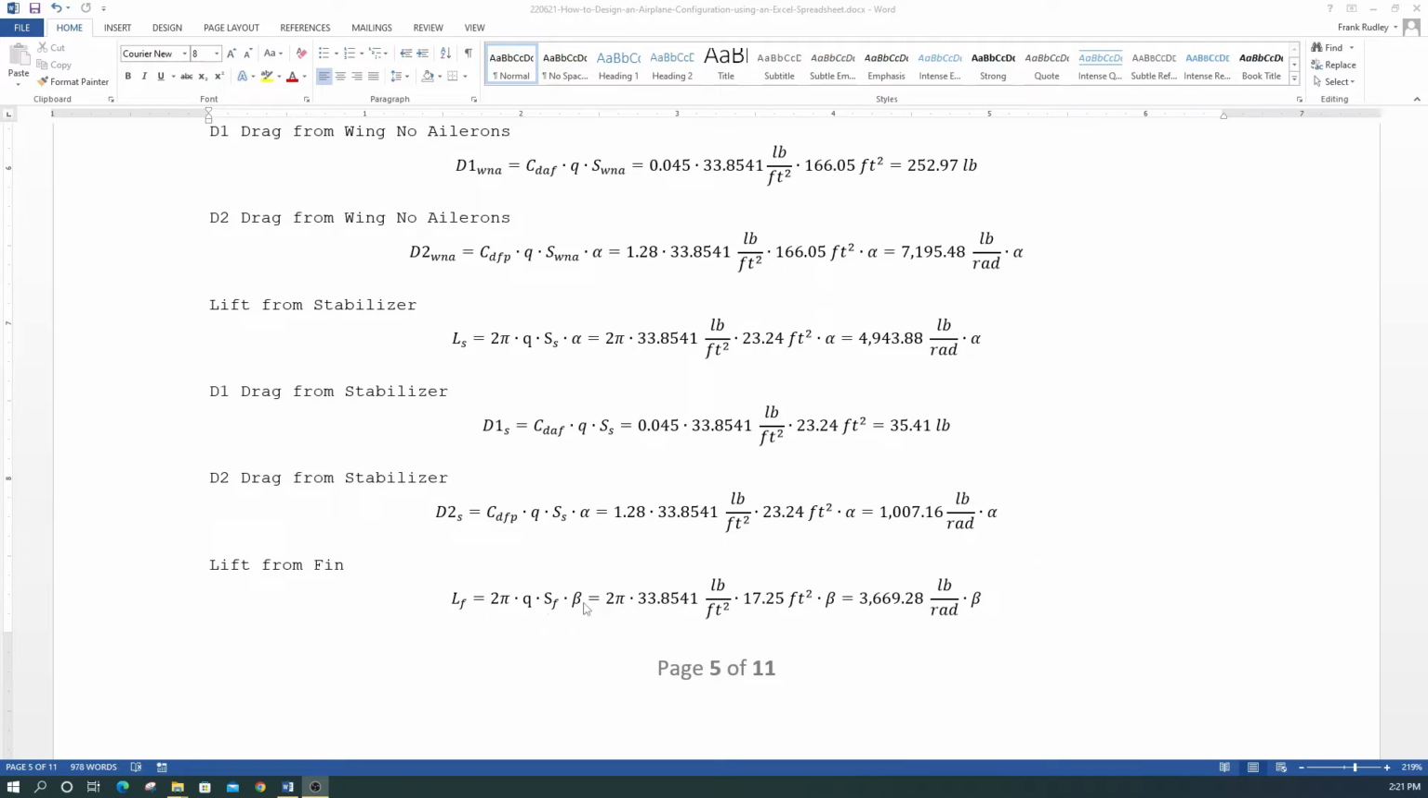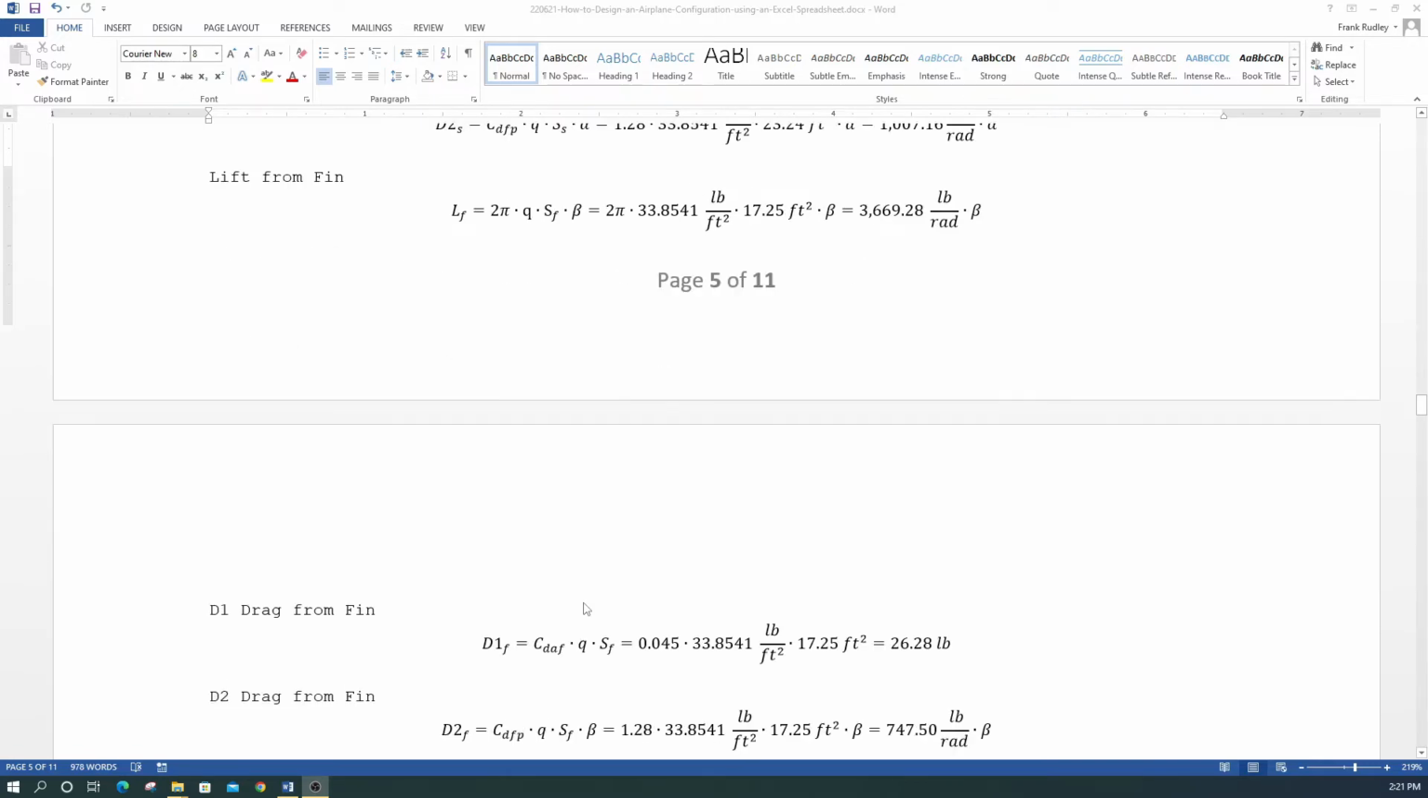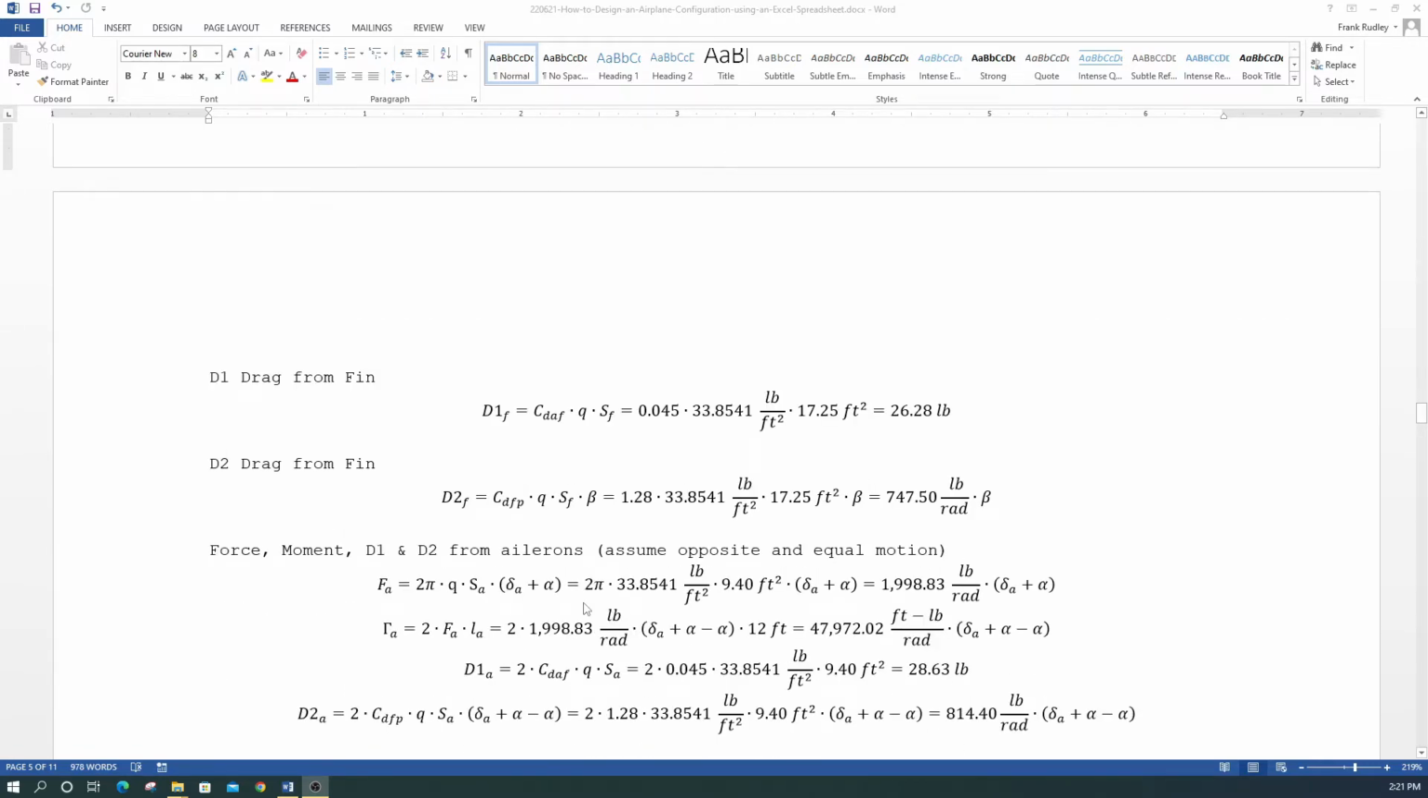Now this is a function of side slip, which will cause a moment, rather than a function of angle of attack. So that's the lift of the fin. We're just generating these numbers that we could check in our spreadsheet, kind of like a baseline case. So this is our drag from the fin, D1 drag, and this is our D2 drag from the fin, and these are a function of side slip. The fin is the part of the rudder that doesn't move.